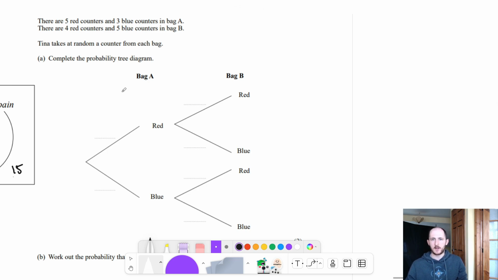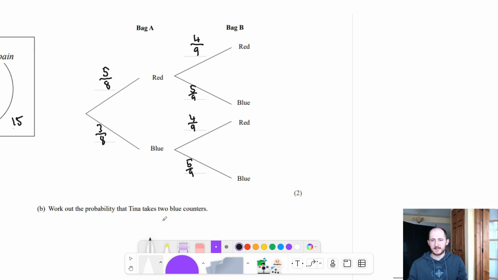Okay, so first of all, with bag A, there are 5 red and 3 blue. So the probability of getting red is 5 reds out of how many in total? 8 counters. Now, probabilities along a tree should add up to 1, which makes sense, right? The probability of getting blue is now 3 over 8. And they do add up to 1. Bag B, okay, cool. We have 4 red and 5 blue, so it's 4 out of a total of 9. And therefore that's 5 out of a total of 9. And it'll be the exact same down here.